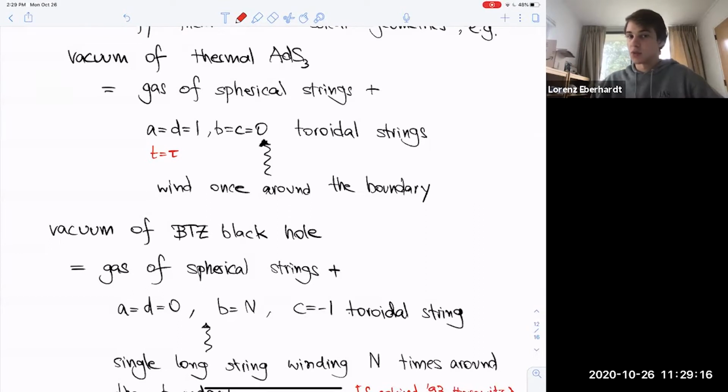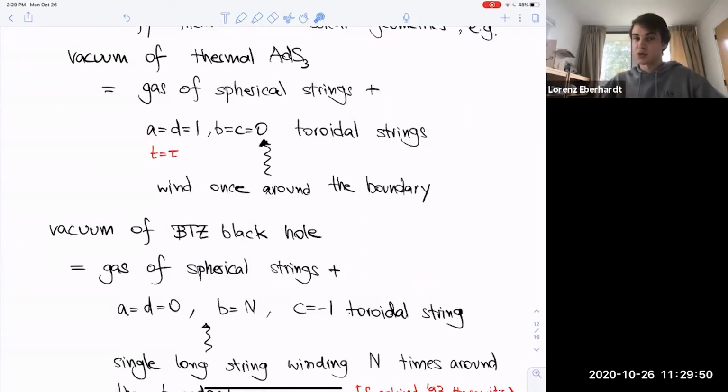Now, perhaps more interesting, what is the BTZ black hole? So again, one possibility of describing the BTZ black hole is in terms of geometry. You say it's the vacuum of the BTZ black hole. But another way is to describe it in terms of some excited string state on thermal AdS3, because thermal AdS3 captures the whole boundary partition function. So in this picture, it's a gas of spherical strings again. But now in this sum over ABCD, it's a different term. It's the one where AD is 0 and B is n and C is -1. So B is as large as possible.